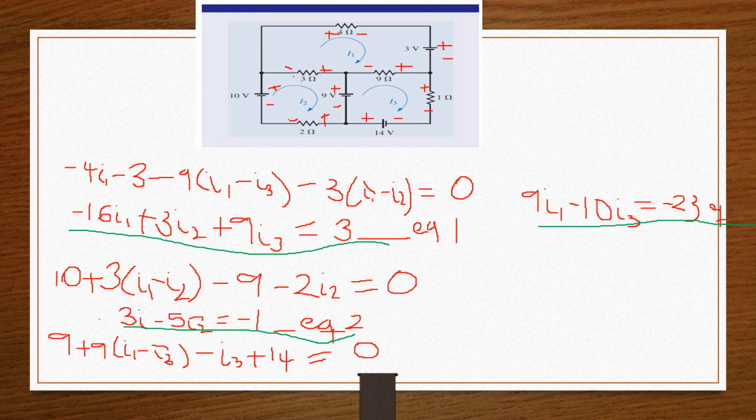Okay, so if you do it right, you are going to have I1 to be 3 amperes, I2 to be 2, and then I3 to be 5. Okay, so that's it for the mesh analysis.